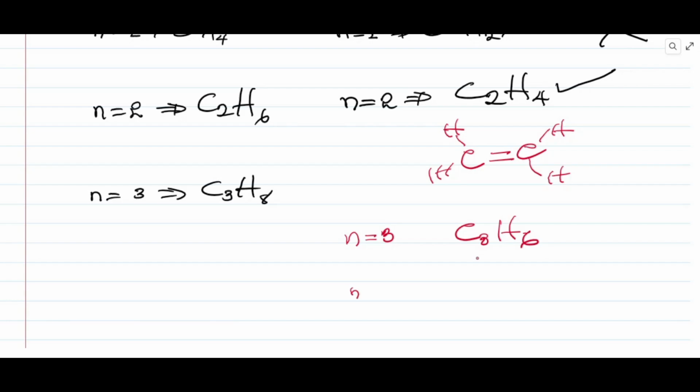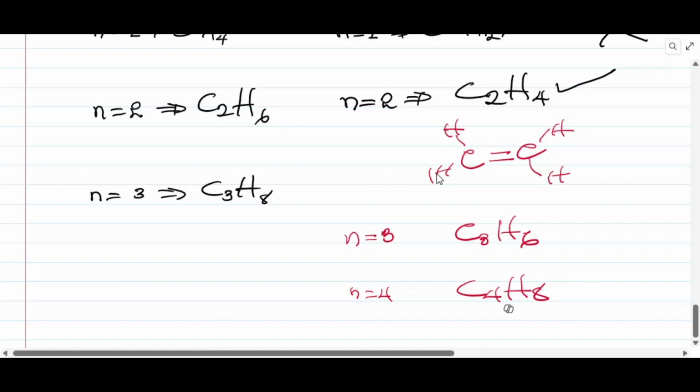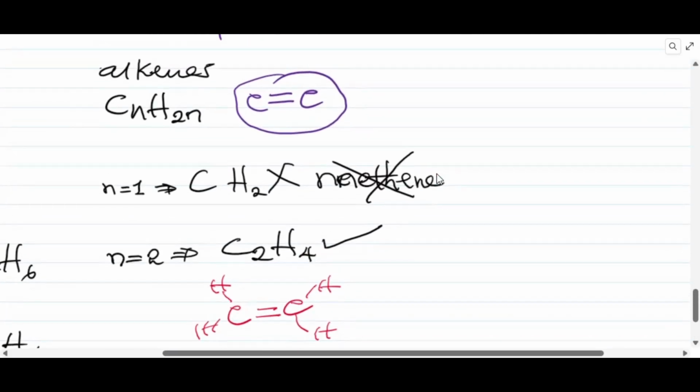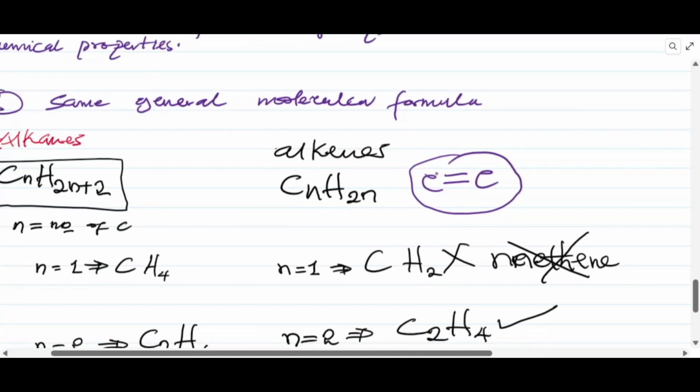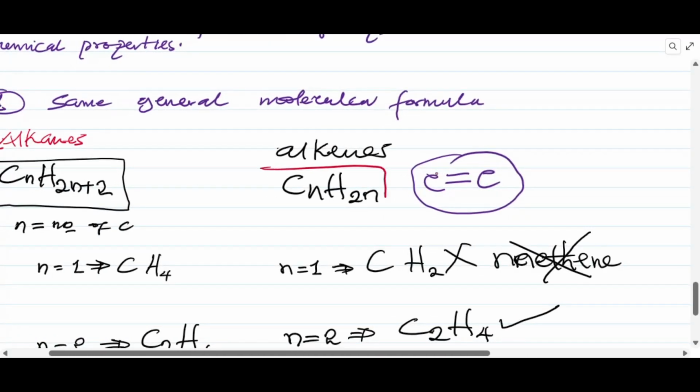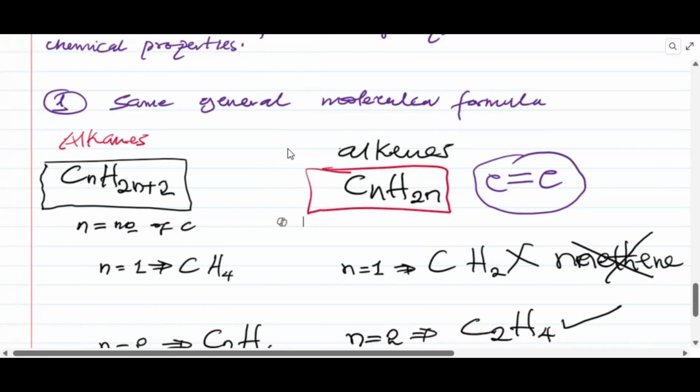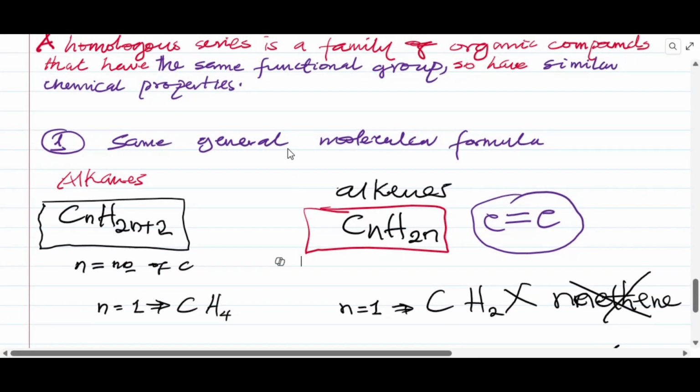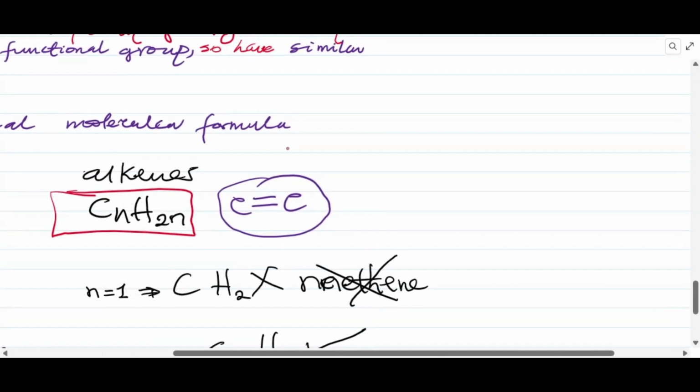The next one, n equals 4, is going to be C4H8. So that is for the alkene homologous series. Remember, we're talking about the general molecular formula of the alkene, which is a property of a homologous series. So let's do it for all of them.